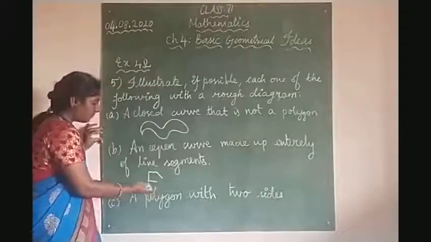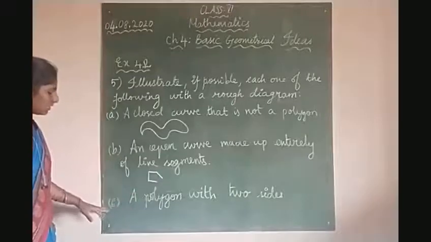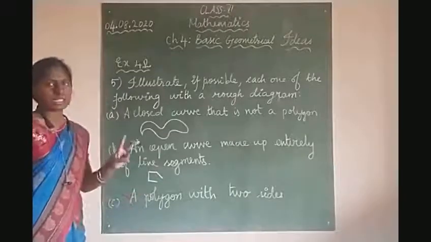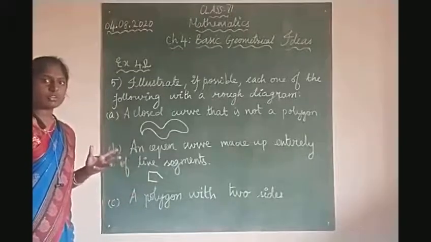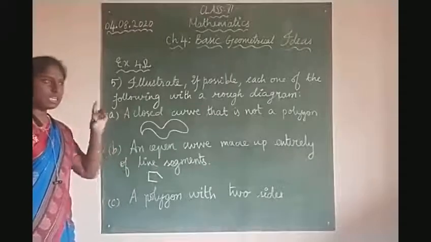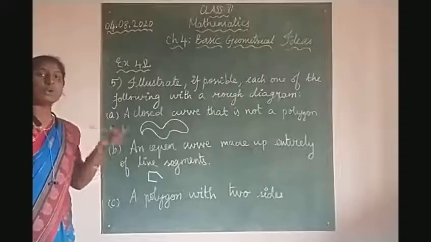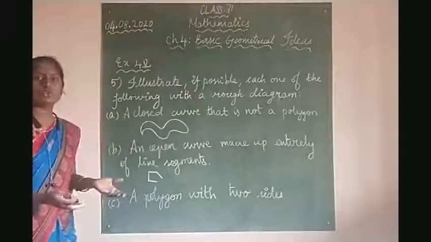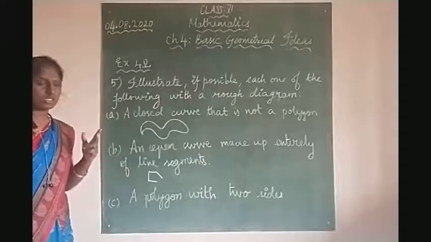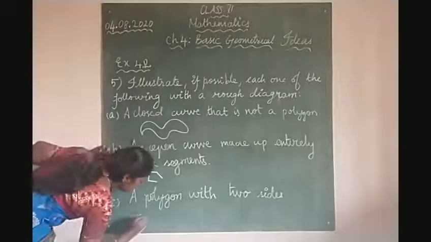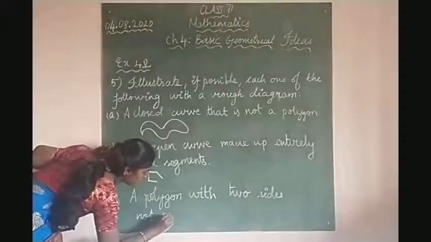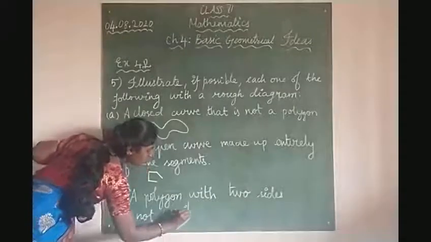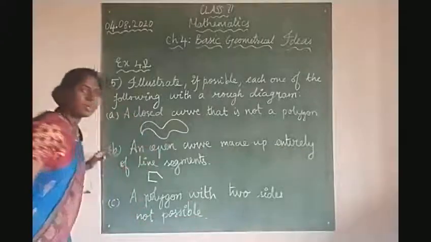Then coming to the last subdivision, a polygon with 2 sides. Is it possible to draw a polygon with 2 sides? No. If we draw 2 lines, we should draw one more line to join those 2 lines. So it is not possible to draw a polygon with 2 sides. So here you will write not possible. That's it.